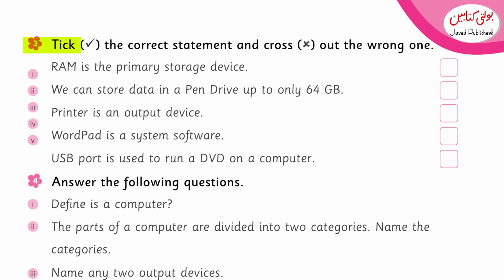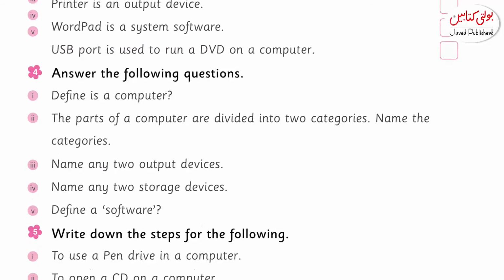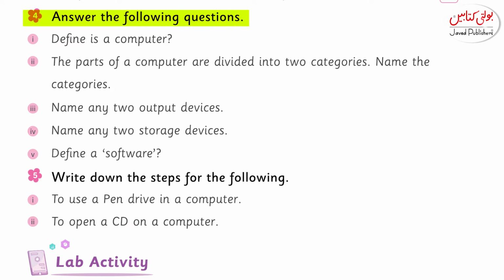Question 3. Tick the correct statement and cross out the wrong one. RAM is a primary storage device. Tick. We can store data in a pen drive up to only 64 GB. Cross. Printer is an output device. Tick. WordPad is a system software. Cross. USB port is used to run a DVD on a computer. Cross.